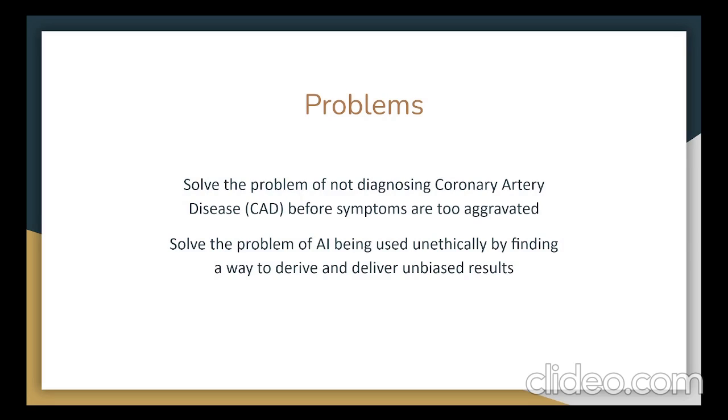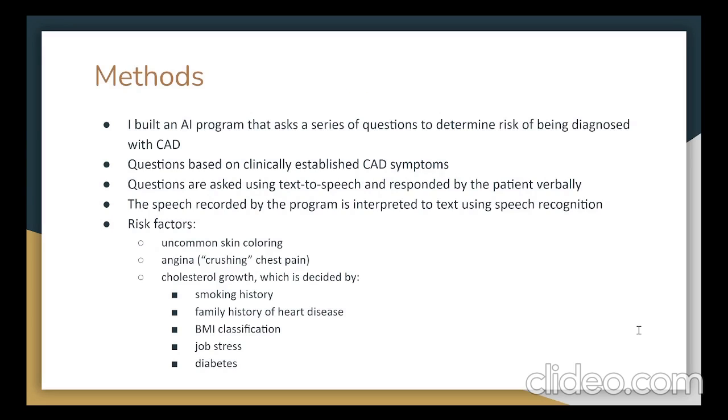The methods I used to make this project were that I built an AI program that leverages a series of questions to determine the risk of being diagnosed with coronary artery disease based on clinically established coronary artery disease symptoms. These questions are asked using the text-to-speech capability and responded by the patient verbally. The speech is recorded by the program, and that is interpreted to usable text by means of speech recognition, which is a form of AI.